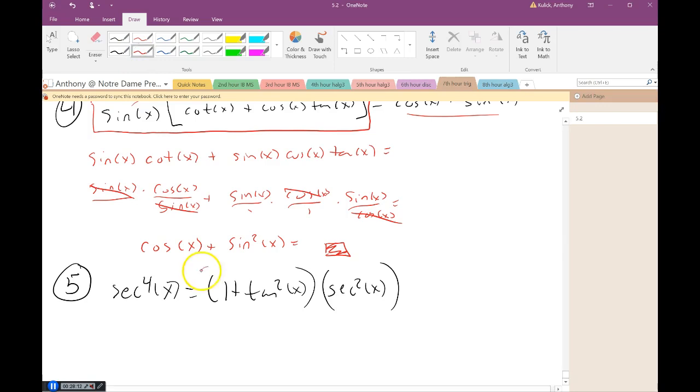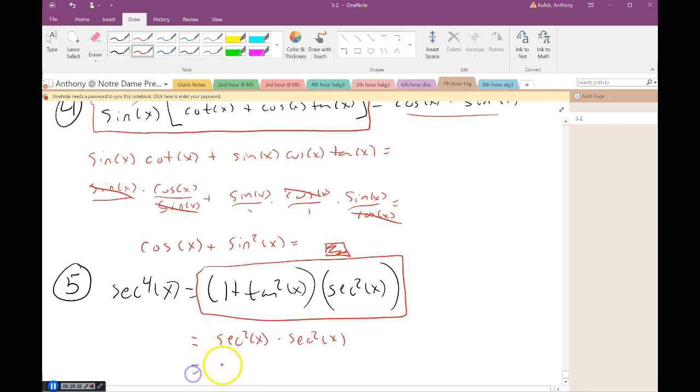If we looked at this one, I think I probably should have picked this side to work on. Hopefully you notice that 1 plus tangent squared is secant squared. And secant squared times secant squared is secant to the 4th. And you're done.